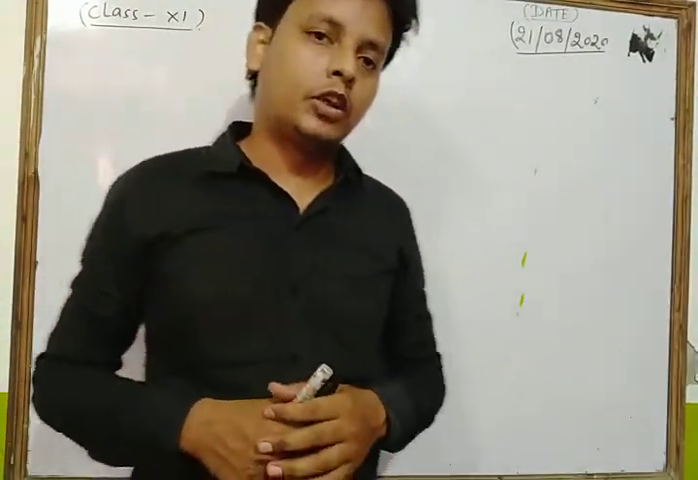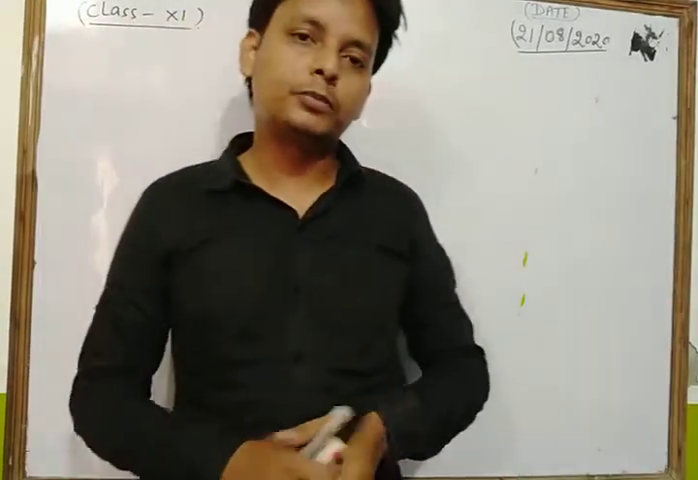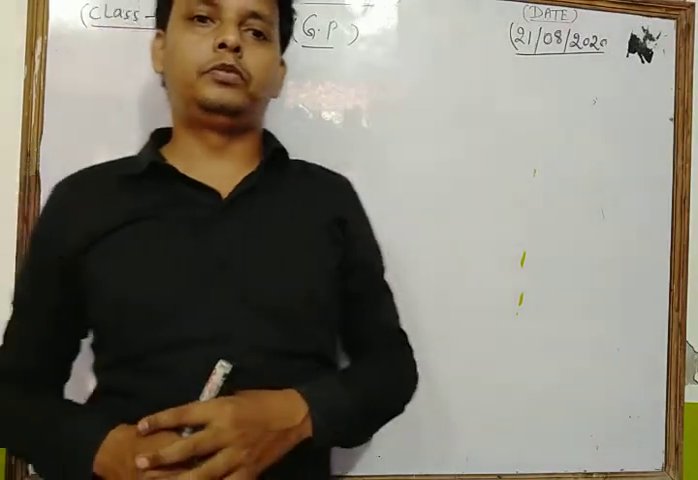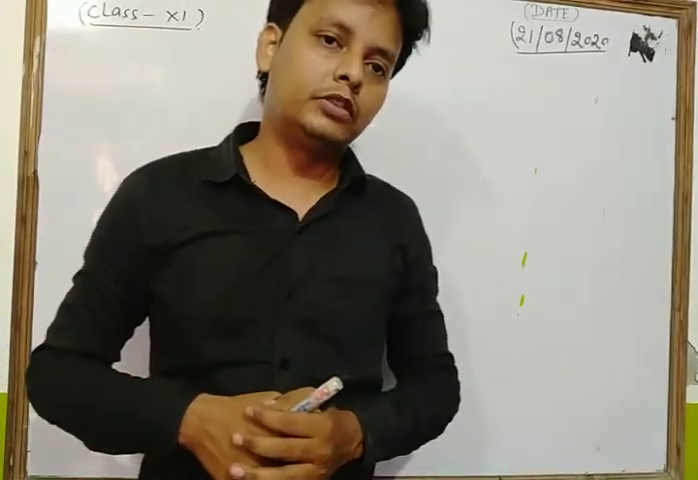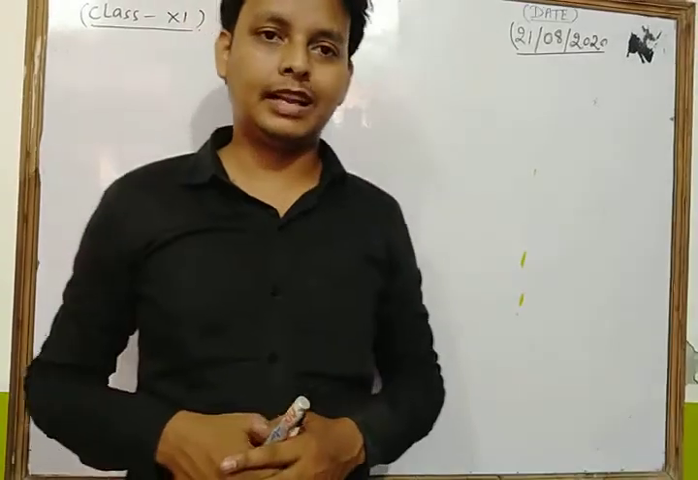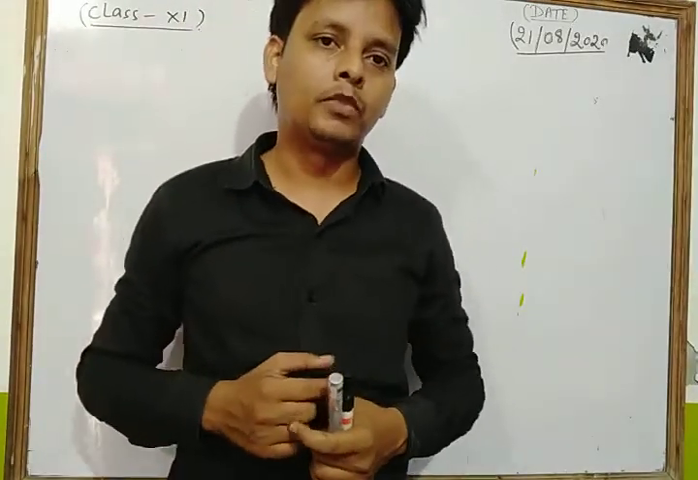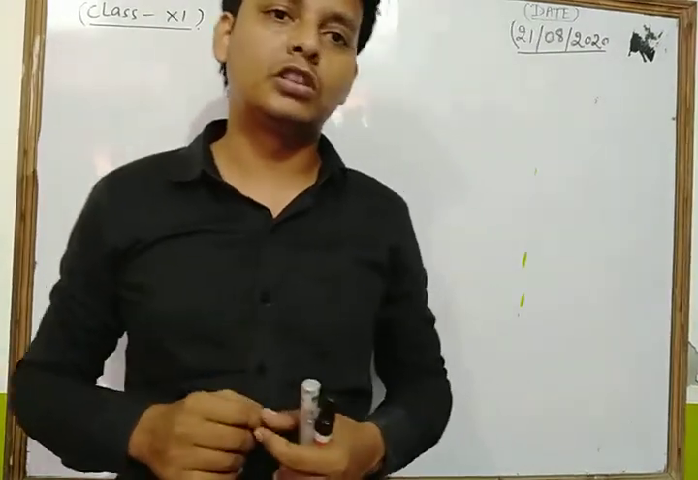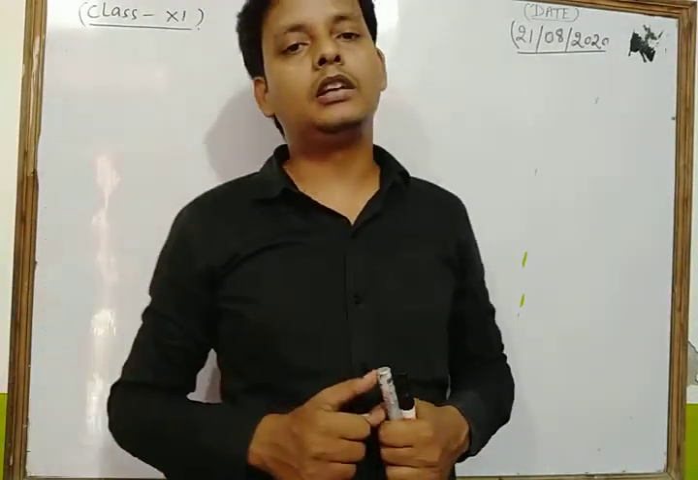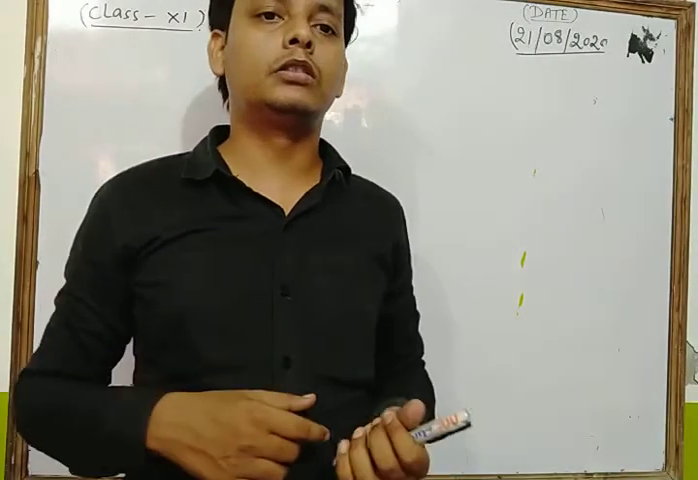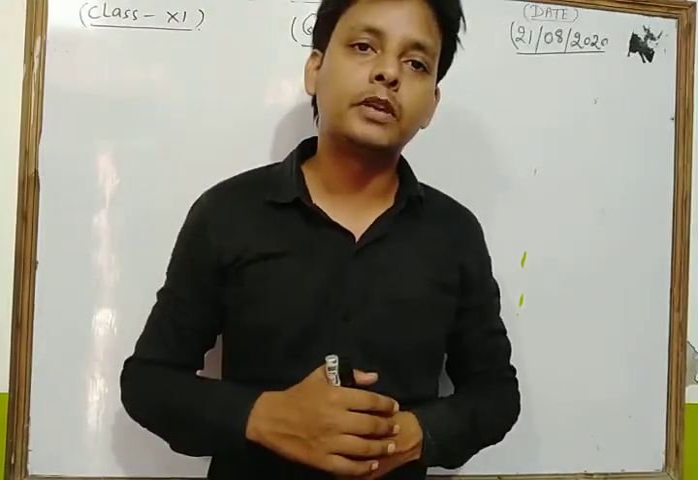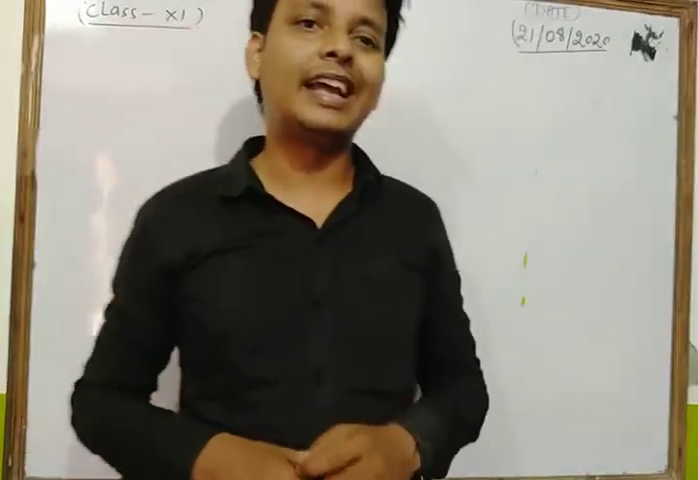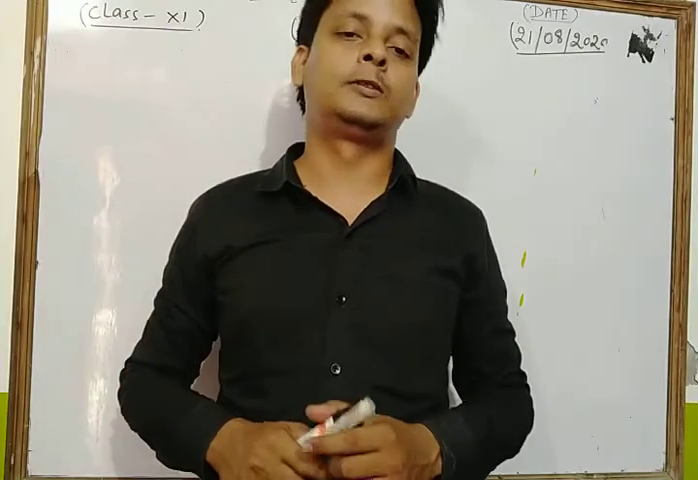In the previous class we discussed the chapter geometric progression, and we discussed all the topics involved in that chapter, such as the general term of a GP. We discussed the sum of n terms of a GP. We also discussed the sum of an infinite GP, the geometric mean between two numbers, and the topic of inserting n geometric means between two numbers.